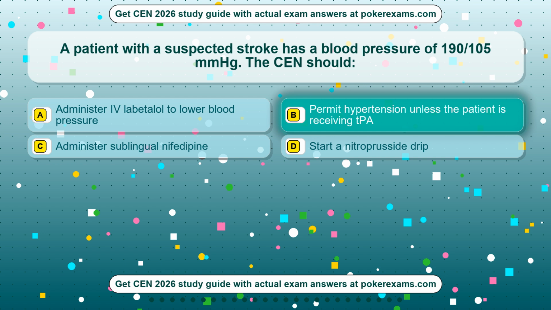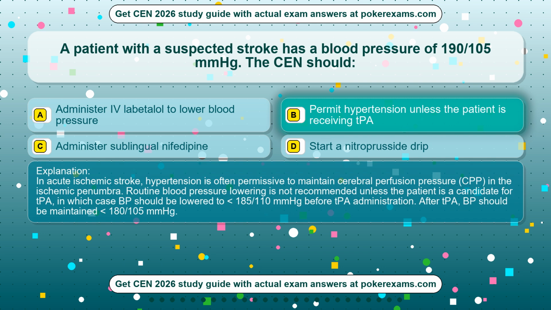The correct answer is option B. Permit hypertension unless the patient is receiving TPA. In acute ischemic stroke, hypertension is often permissive to maintain cerebral perfusion pressure, CPP, in the ischemic penumbra. Routine blood pressure lowering is not recommended unless the patient is a candidate for TPA, in which case BP should be lowered to 185/110 mmHg before TPA administration. After TPA, BP should be maintained below 180/105 mmHg.